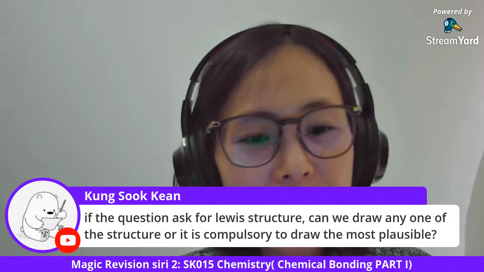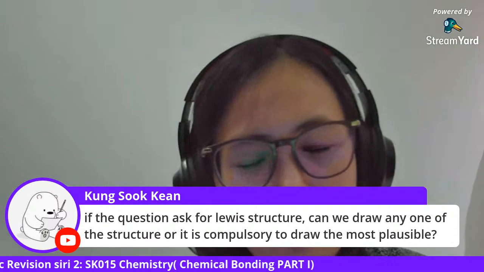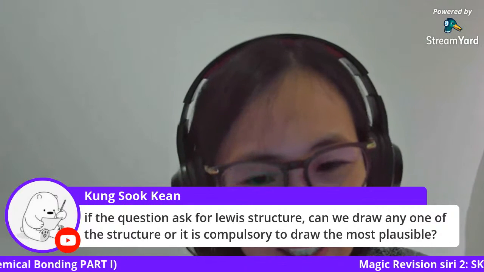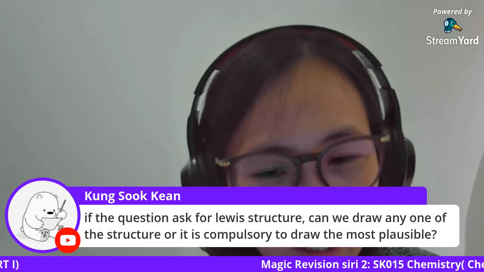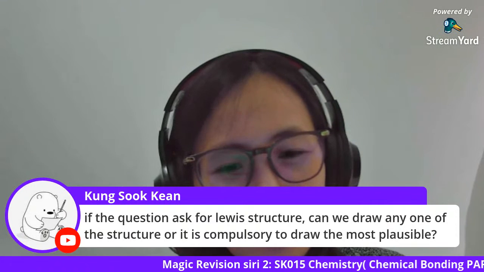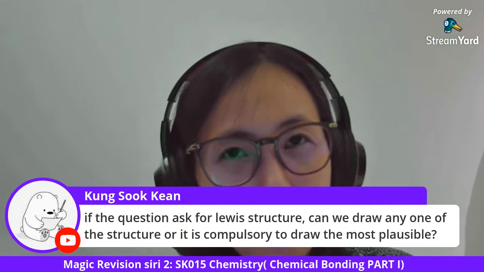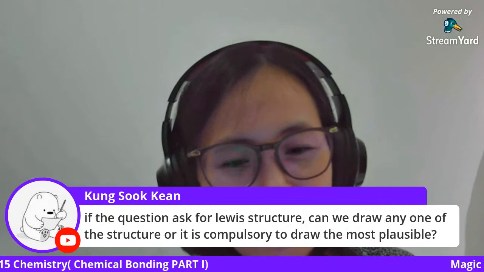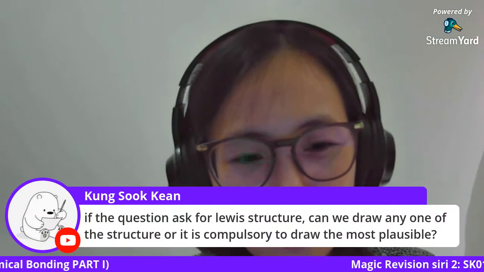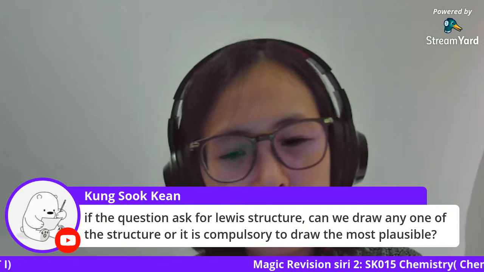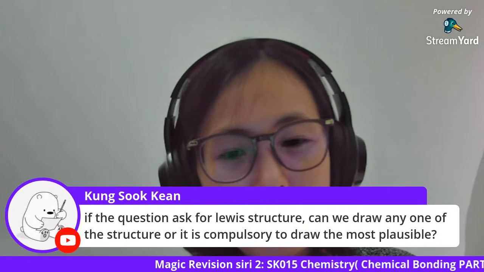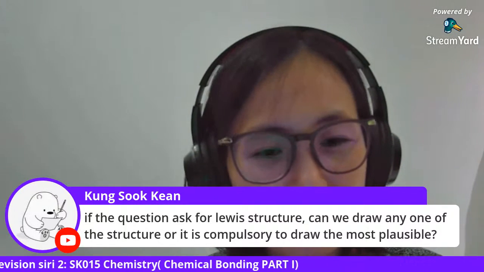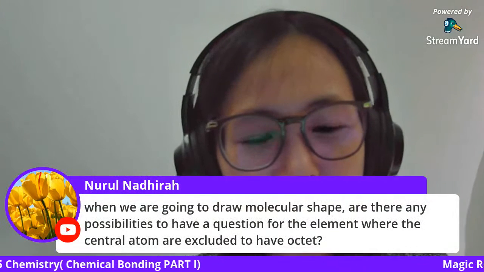If the question asks for a Lewis structure and the question states 1 mark, you just draw one Lewis structure. But if the question gives you one molecular formula and is worth 5 marks, it means there is more than one Lewis structure. So you need to draw the possible Lewis structures and then determine which one is the most plausible Lewis structure. You need to look at the question to answer. If 1 mark, you just write 1.